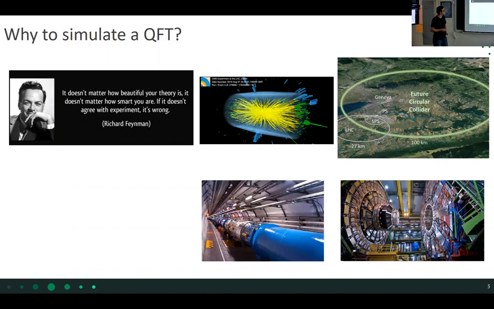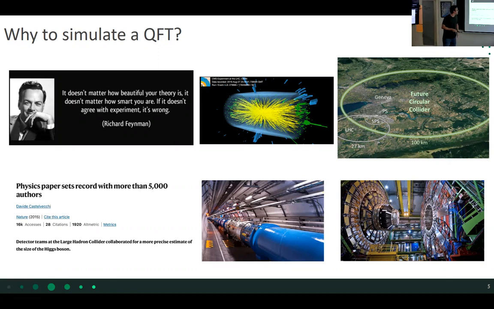To do the experiment, there is this Large Hadron Collider. It's the largest physics experiment in the world. So in order to verify the results of a quantum field theory, this kind of experiment, which is very expensive to run, tells us whether the field theory is consistent with the experiment or not. So it's a kind of verification of field theory. Simulation is another way of verification.